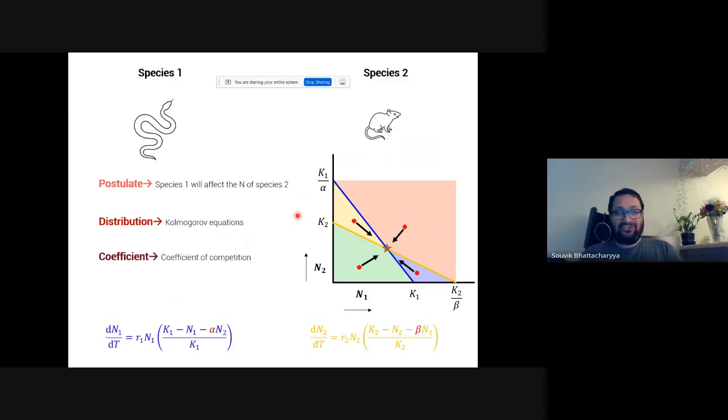So the take-home message from today's talk is that if there are two species which are competing against each other, Lotka and Volterra postulated that species 1 will affect the number of species 2, and the distribution they used was Kolmogorov equations to calculate the coefficient of competition, that is alpha or beta in case of species 1 and 2 respectively. And this is the only model where both of the species will coexist. So if you remember the gist of the Lotka-Volterra model.